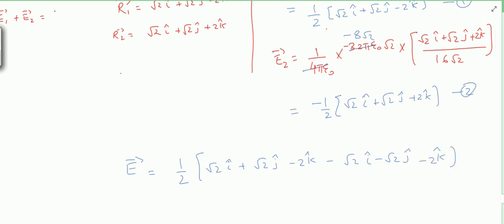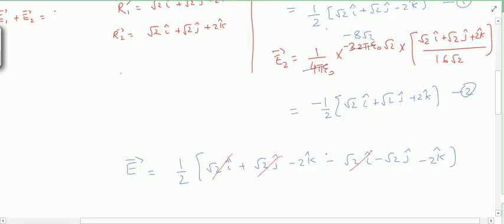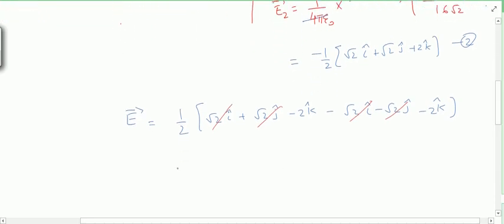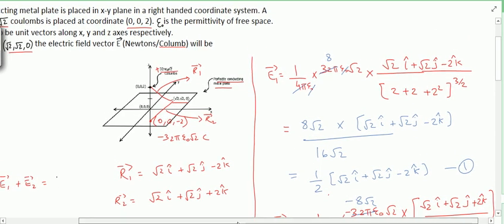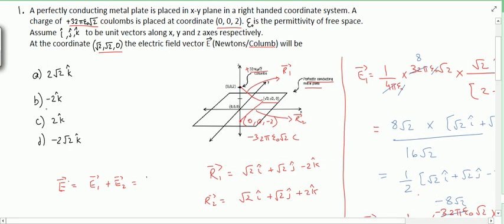So you can see many things are getting cancelled here, this root 2 i, root 2 j. What is remaining? Just this minus 2k becomes minus 4k, and outside there is a 2, so it becomes minus 2k Newton per coulomb. This will be the final electric field due to this arrangement of charges. So from the given options, option B is the correct option.